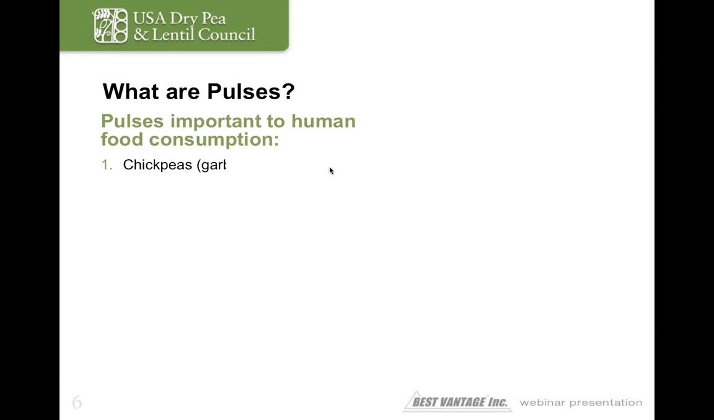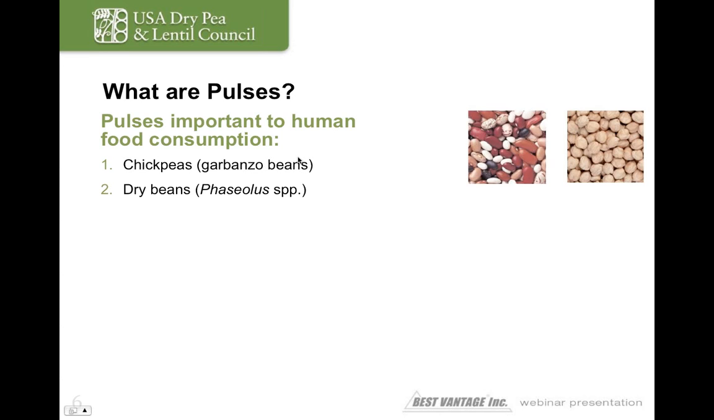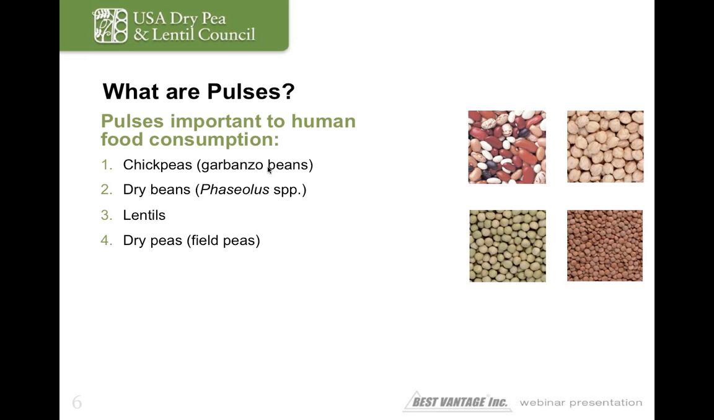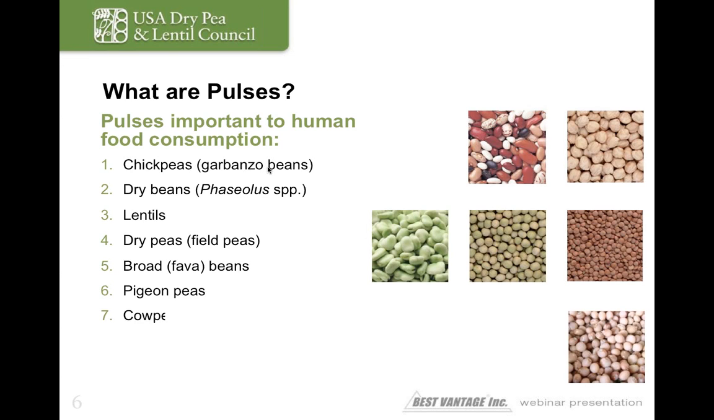So pulses that are important to human food consumption include chickpeas, also known as garbanzo beans. These are the pulses that are used in the very fast-growing category of hummus, for example. Dry beans are very well known in the American diet. There are many different forms of dry beans, red beans, navy beans, and such. Lentils, which you see appearing on the right side of your screen there. Dry peas, also known as field peas. Broad beans are also known as fava beans. Pigeon peas, and cowpeas. The best known cowpeas in North America are probably black eyed peas.